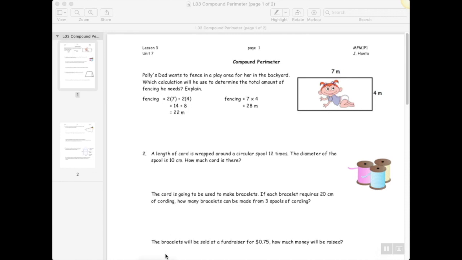Okay, welcome back. This is grade 9 Applied Math, Unit 7, Lesson 3, Compound Perimeter.